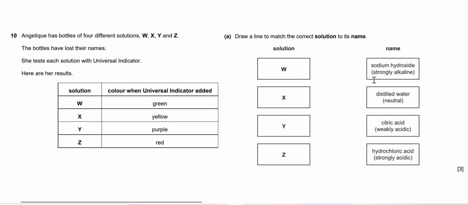W, X, Y, Z. Names: sodium hydroxide, strongly alkaline; distilled water, neutral; citric acid, weakly acidic; hydrochloric acid, strongly acidic. 10 seconds from now. 10, 9, 8, 7, 6, 5, 4, 3, 2. So if you need more time, please pause this video. We'll reveal the answer now.